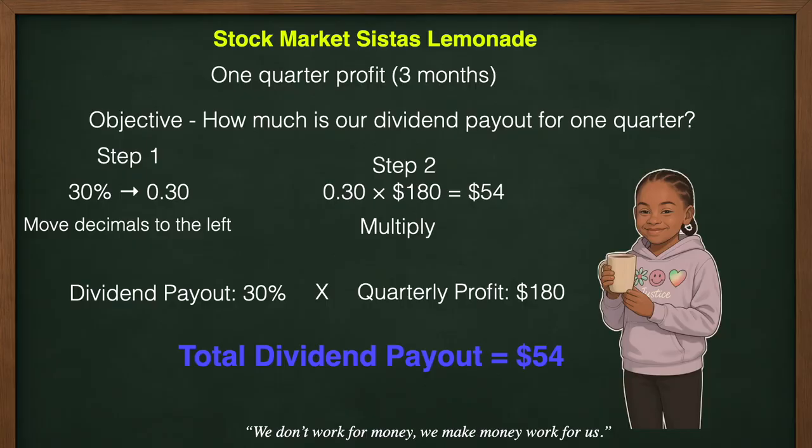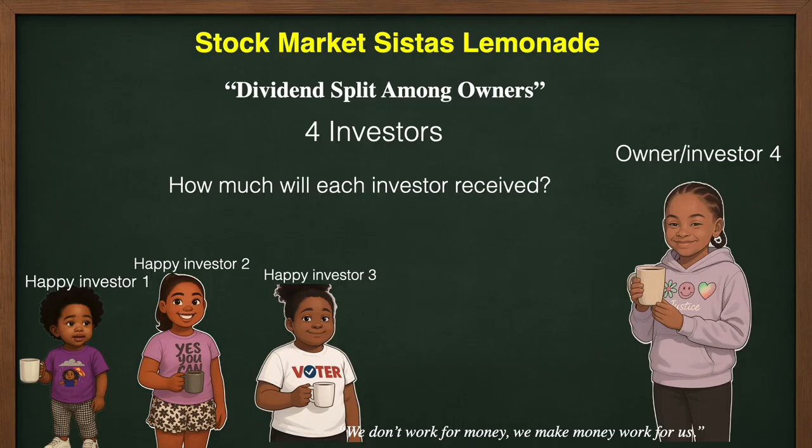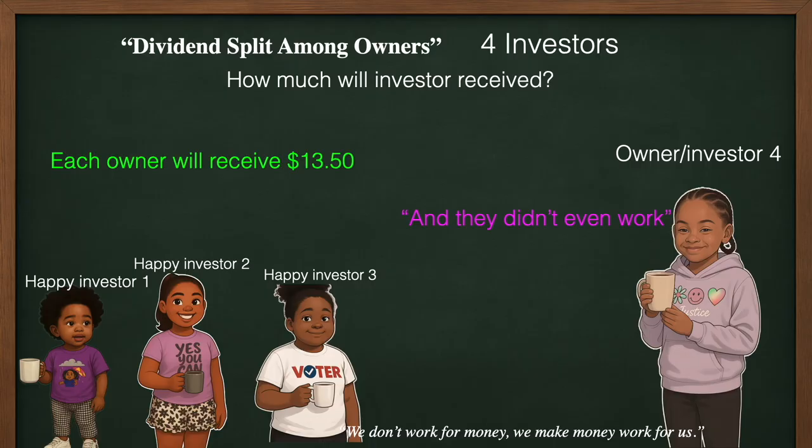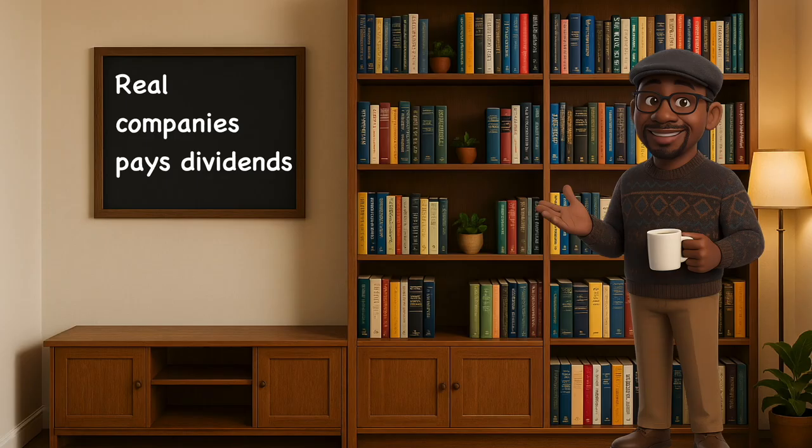Now we'll split that dividend pool among the 4 owners of the lemonade stand. 54 divided by 4 equals $13.50. That means each owner receives $13.50 this quarter just because they own part of the business. You've just seen how your lemonade stand can share profit with its owners.